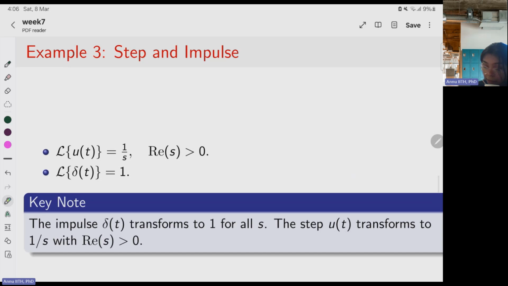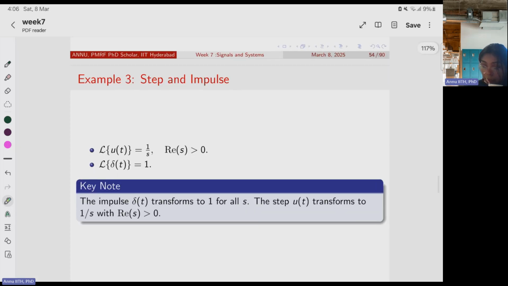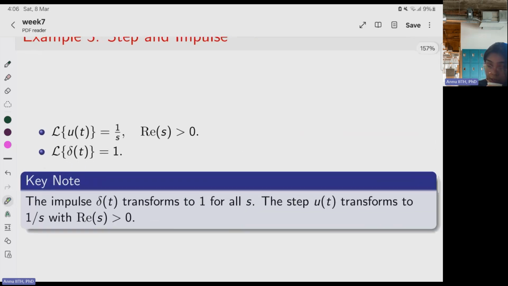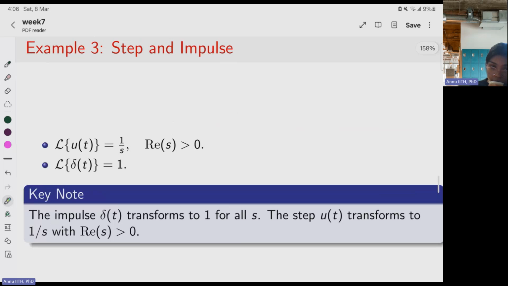Now we'll compute some of the Laplace transforms. What is the slide number? Okay, some of the Laplace transforms for the step and impulse functions. So we have the step function.